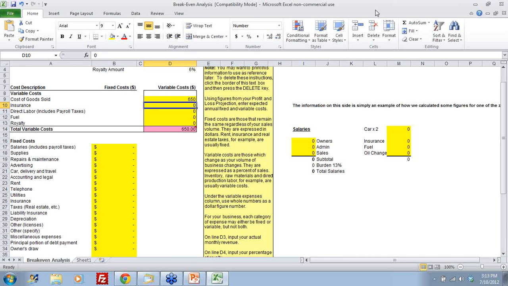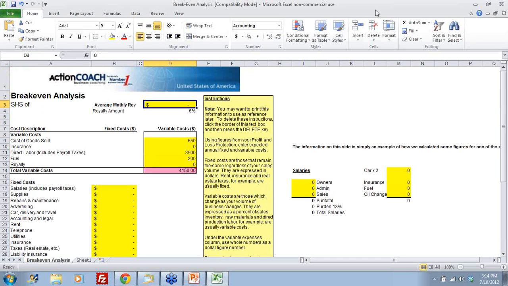And so any monies that are earned, you can actually put that insurance in there. Direct labor includes payroll taxes. So if your direct labor this month was, I'm just going to throw out a number, $3,500, it'll automatically equate those for you. And so those are just, again, remember these are the variable expenses. Maybe the fuel was $200 that particular month. And royalty gets calculated on top here.